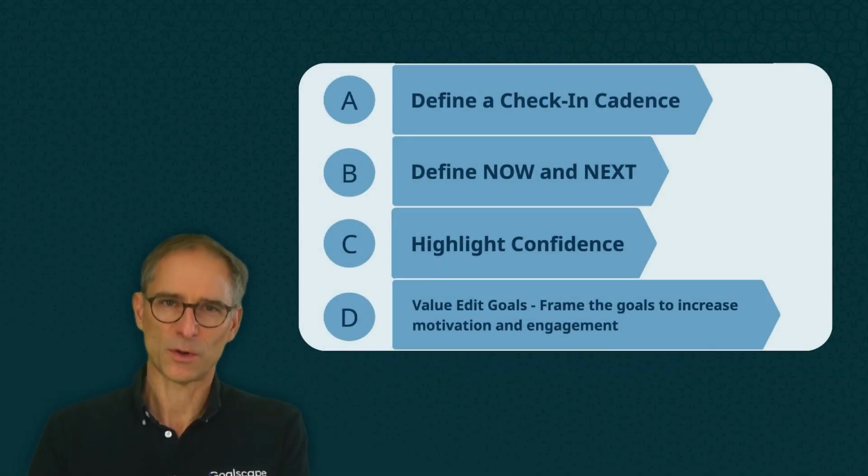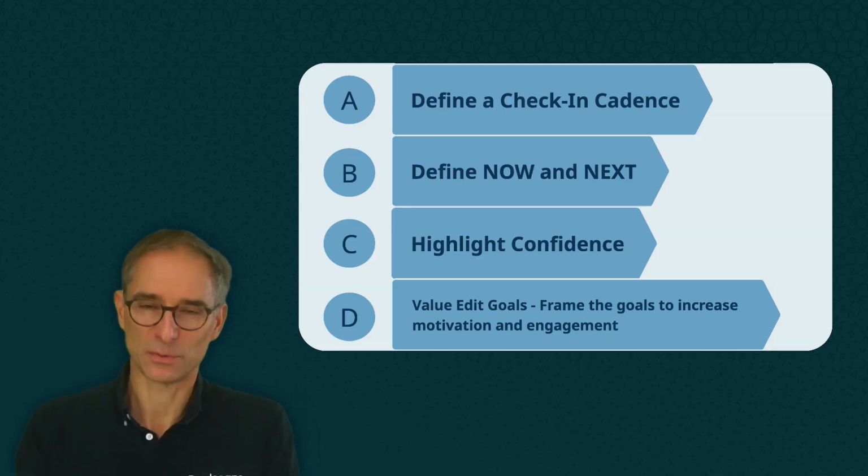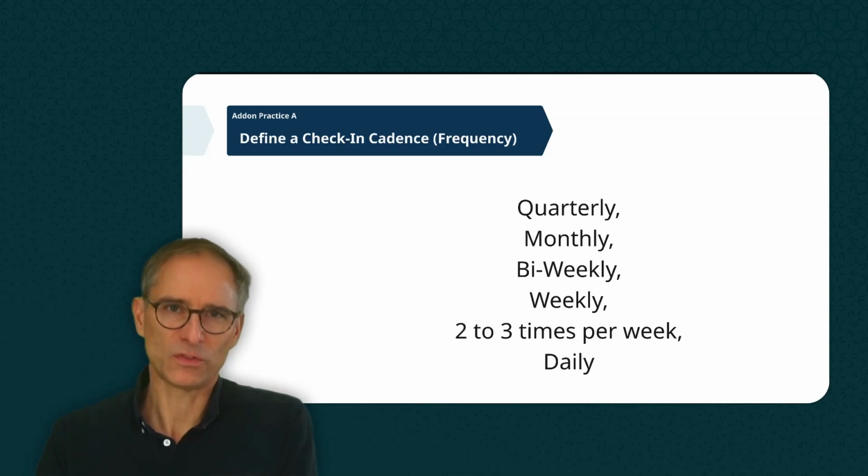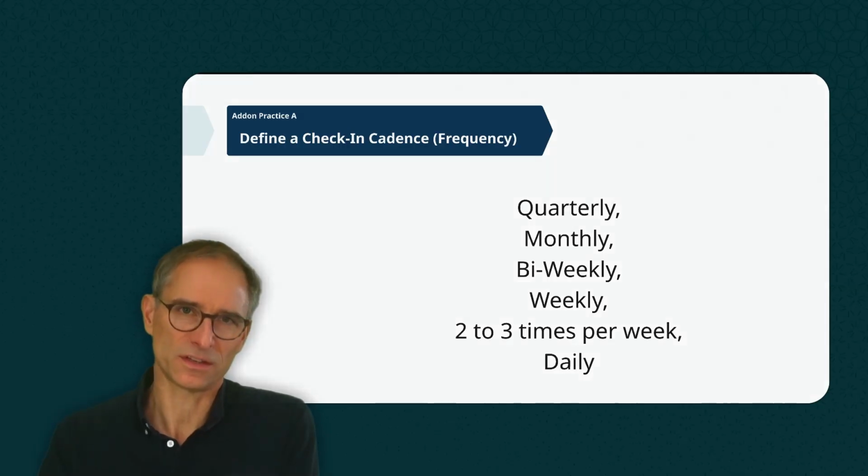Now let's talk about some optional yet powerful additional practices. Define a check-in cadence. There's no single best frequency. Some goals need daily attention, others weekly, monthly, or quarterly. Adapt cadence to the goal, not the other way around.